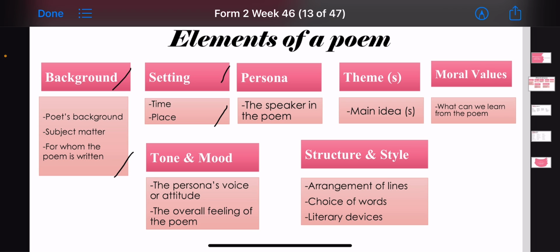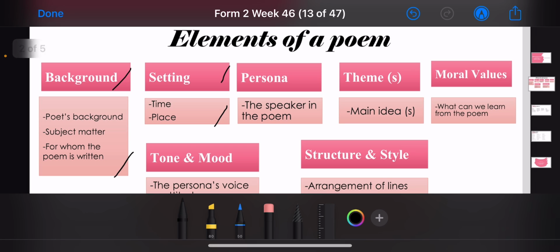Okay, lepas tu this one. Okay, for setting dia ada time dengan place, masa dan waktu. Time, it could be 10 o'clock, 9 o'clock, or daytime, night time, evening, afternoon. Place, it could be the name of a place itself, Africa, America, Malaysia, Indonesia, Japan, Korea and stuff. Okay, it could also be a room, the living room, the kitchen, the bathroom, the front yard, the backyard, the playground. It could be anywhere, any place that you can think of. Okay, the hospital, the school, the house, okay, whichever.